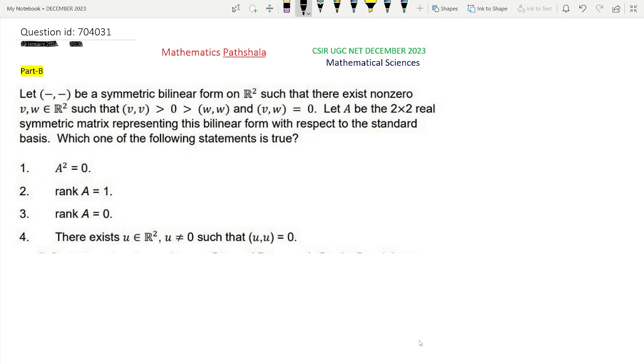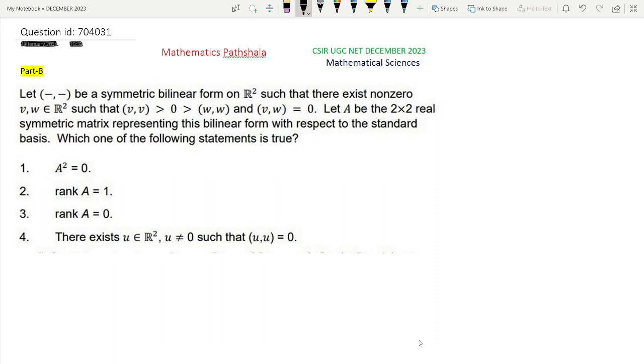This is a problem of CSIR NET December 2023 Mathematical Sciences. This is a problem of linear algebra part B. The question ID is 704031. First we read the question.